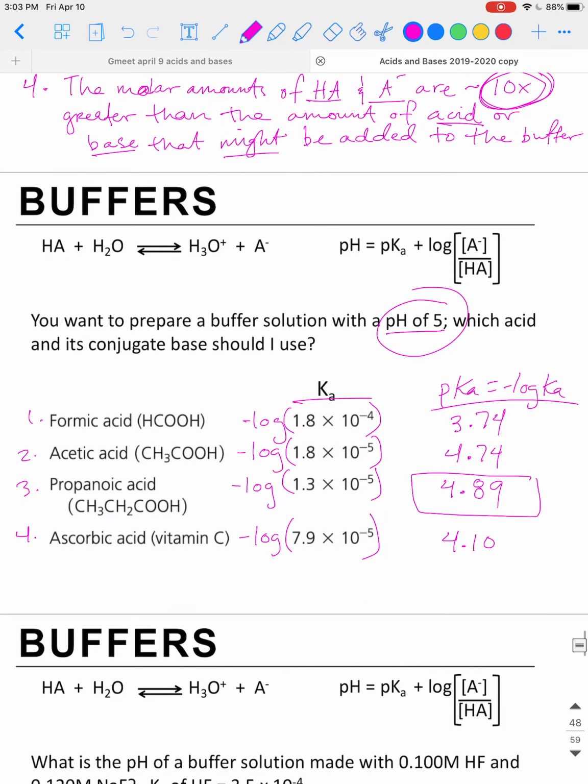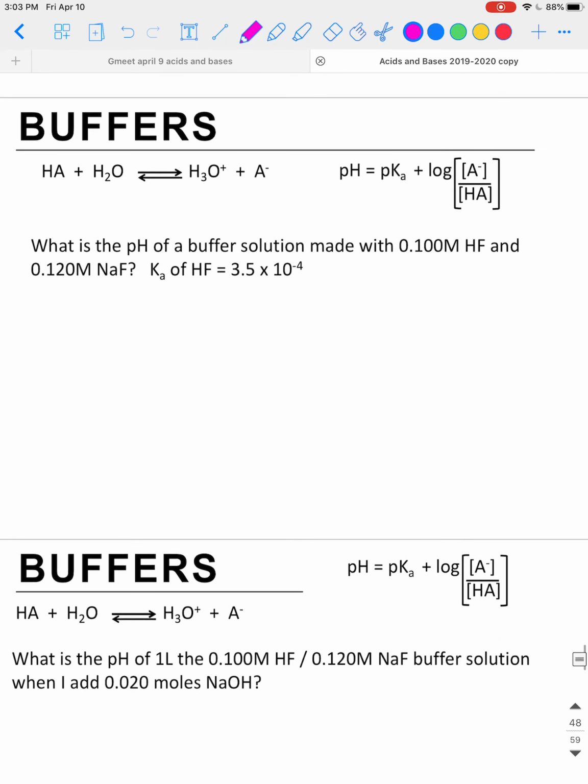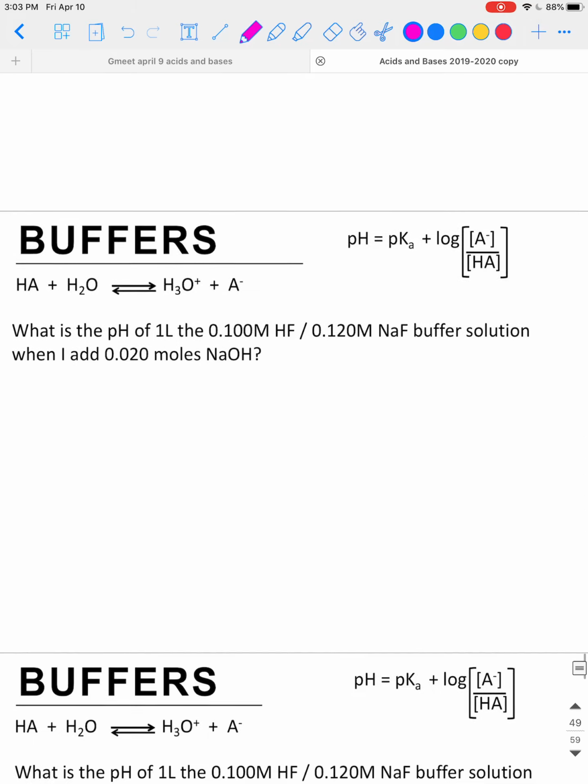Its conjugate base is propanoic acid. Okay? We're going to work another kind of problem.